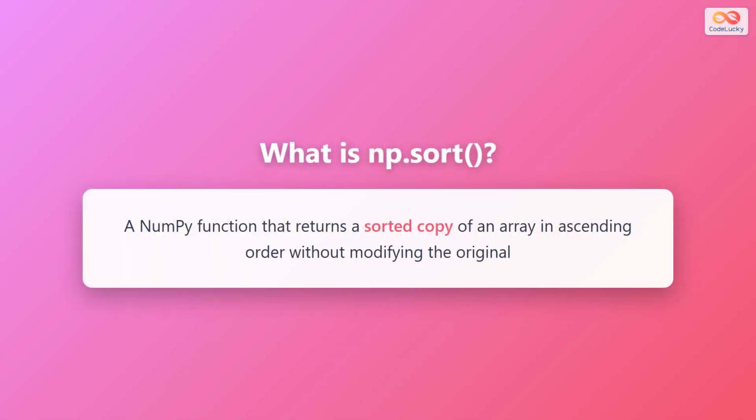np.sort is a NumPy function that returns a sorted copy of an array in ascending order. The key thing to understand here is that it creates a new sorted array without modifying your original data. This non-destructive behavior is important when you want to preserve your original dataset while working with sorted versions.